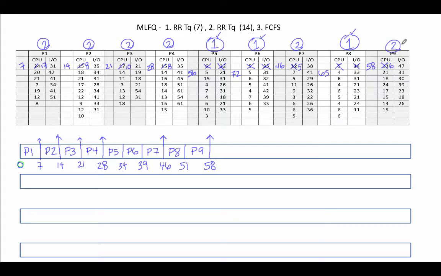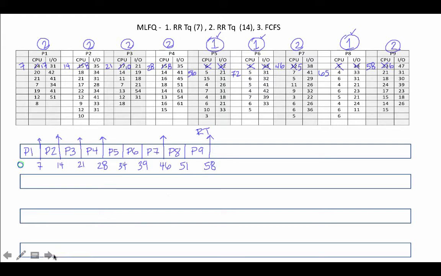So now we've done the first run of all of the processes, and at this time right here, you will be able to get the response time. You can calculate the response time by subtracting the first time the process gets on the CPU, subtracting the arrival time from that.